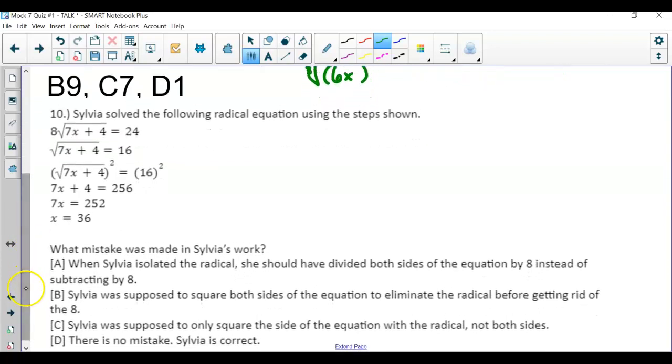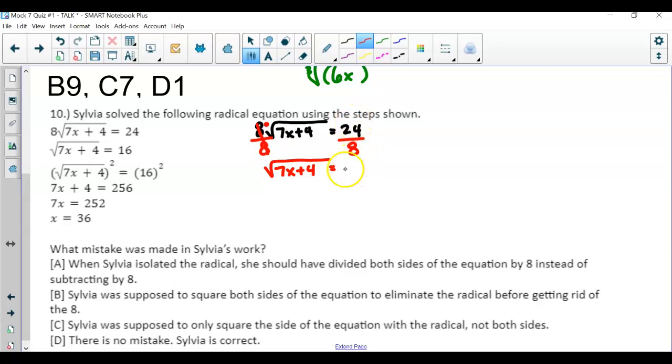Last question, number 10. So again, you're solving this equation here. But notice how, you know what, let's go ahead and rewrite it so I can see. So here I've got the square root of 7x plus 4, which is equal to 24. Should you square both sides first? No, because it's being multiplied by 8. Notice how this value of 8 that's being multiplied is outside. So you first need to divide both sides by 8, which leaves you with the square root of 7x plus 4, which is now equal to 3.